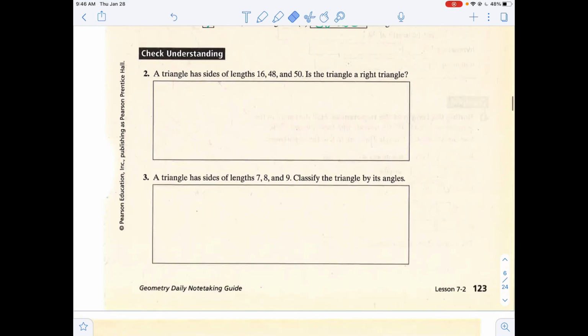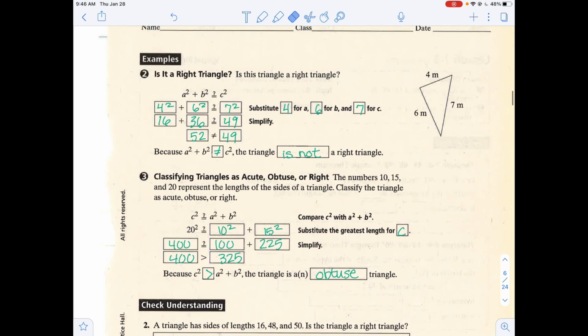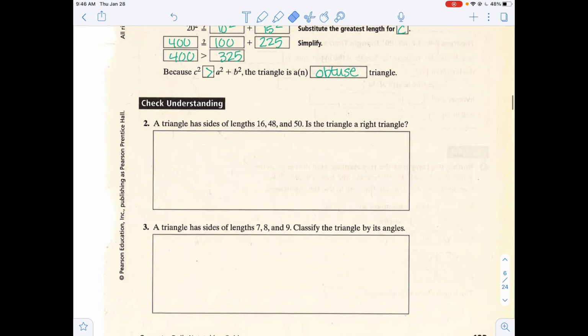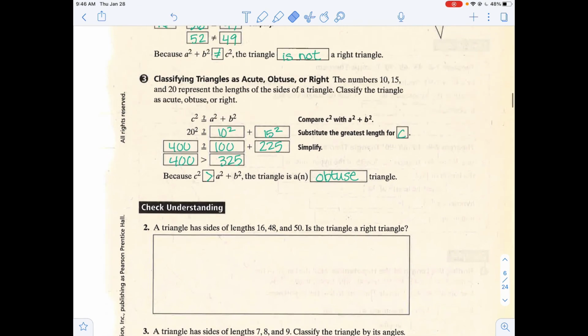Okay, so there are 2 more check for understanding problems for you. The first one says a triangle has the side lengths of 16, 40, and 50, and you need to see if it's a right triangle, so that's going to be like example 2 up here. Second one, a triangle has the lengths of 7, 8, and 9, and you need to classify it by its angles. So you're going to check is c squared less than, greater than, or equal to a squared plus b squared, and then decide whether that means it's obtuse, acute, or right.